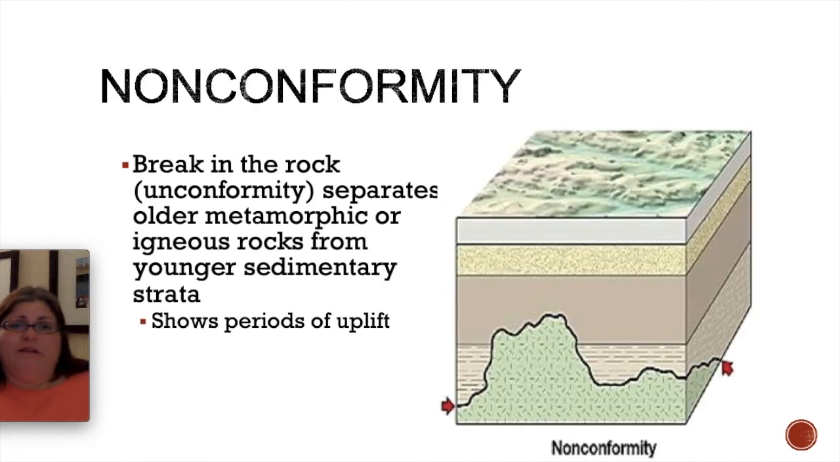Our last type of unconformity is referred to as a nonconformity. All that means is that the event happened from below. The igneous or the metamorphic rock pushed up into the existing layers, and the break in the rock record happened from below.